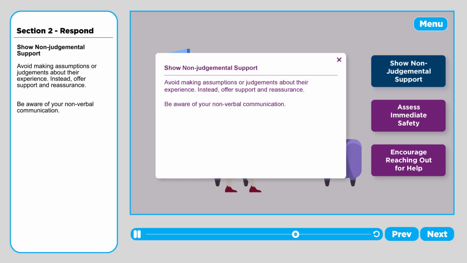Select each of the boxes to view potential ways of supporting a woman in a violent relationship where her life may be in danger. Show non-judgmental support. Avoid making assumptions or judgments about their experience. Instead, offer support and reassurance. Be aware of your nonverbal communication.